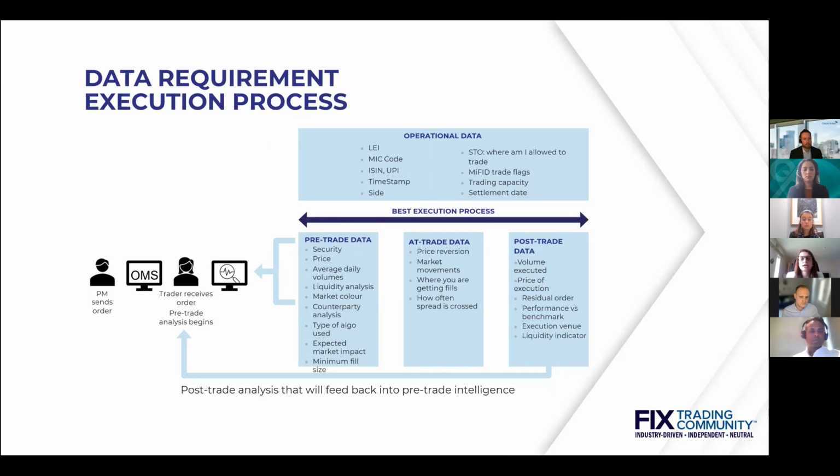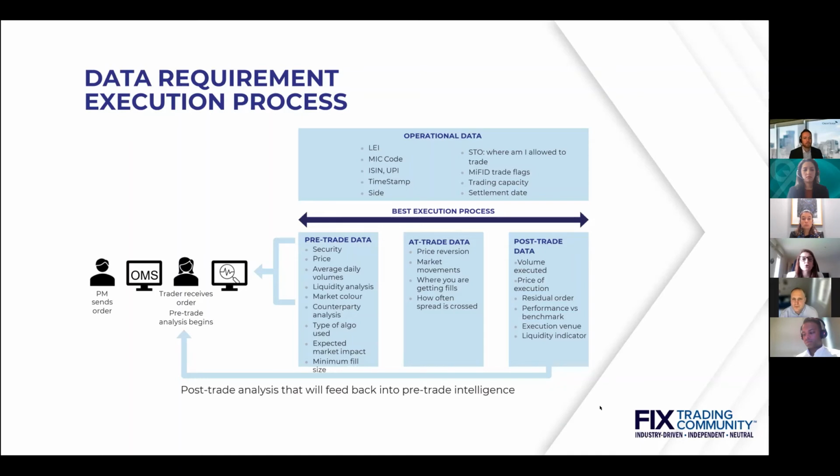Just below that, you have the best execution process. First of all, what is best execution? MiFID II, a regulation that was introduced in January 2018, requires firms to take all sufficient steps when executing orders to obtain the best possible result for their clients. That takes into account several factors such as price, cost, speed, likelihood of execution, settlement, things like that.